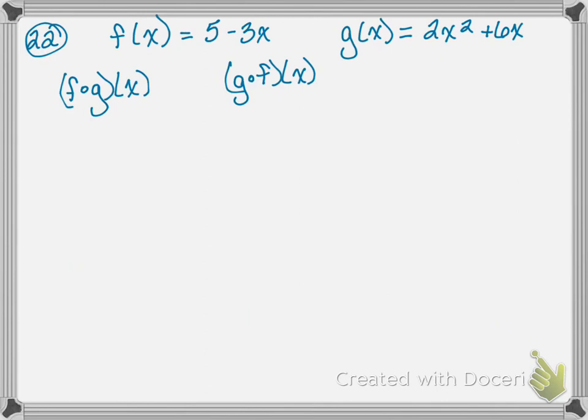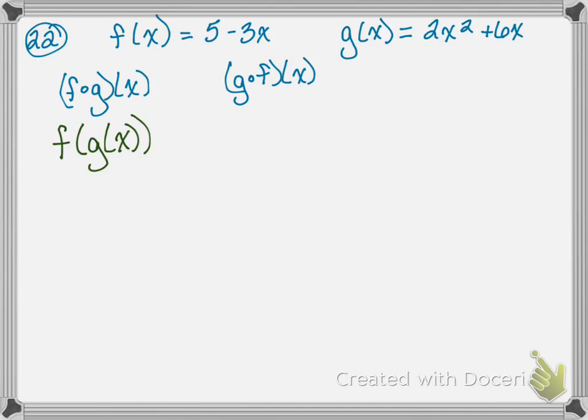Number 22 is compositions of functions. It says if f of x is 5 minus 3x and g of x is 2x squared plus 6x, find f composed of g of x and g composed of f of x. So for the first one, what we are going to do is we are going to take our g of x function and we are going to put it in for the x value in our f of x function. So this is f of g of x.